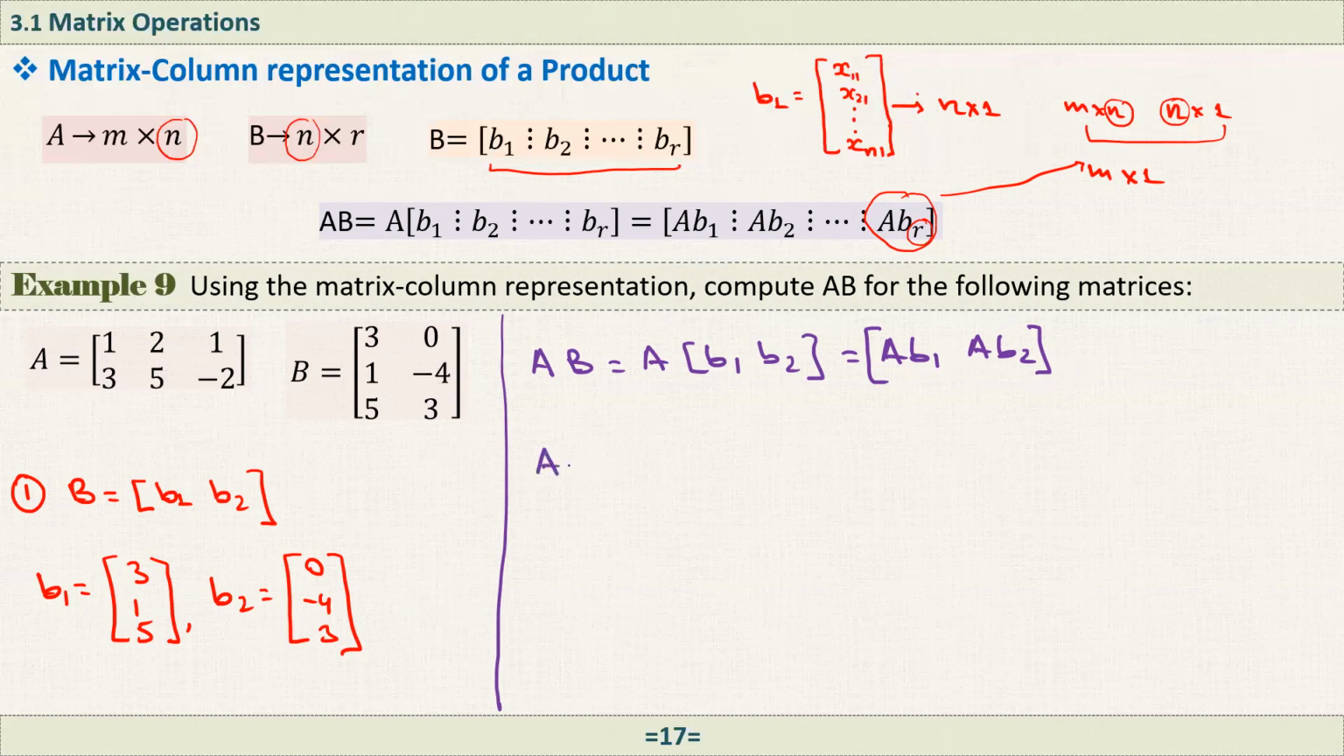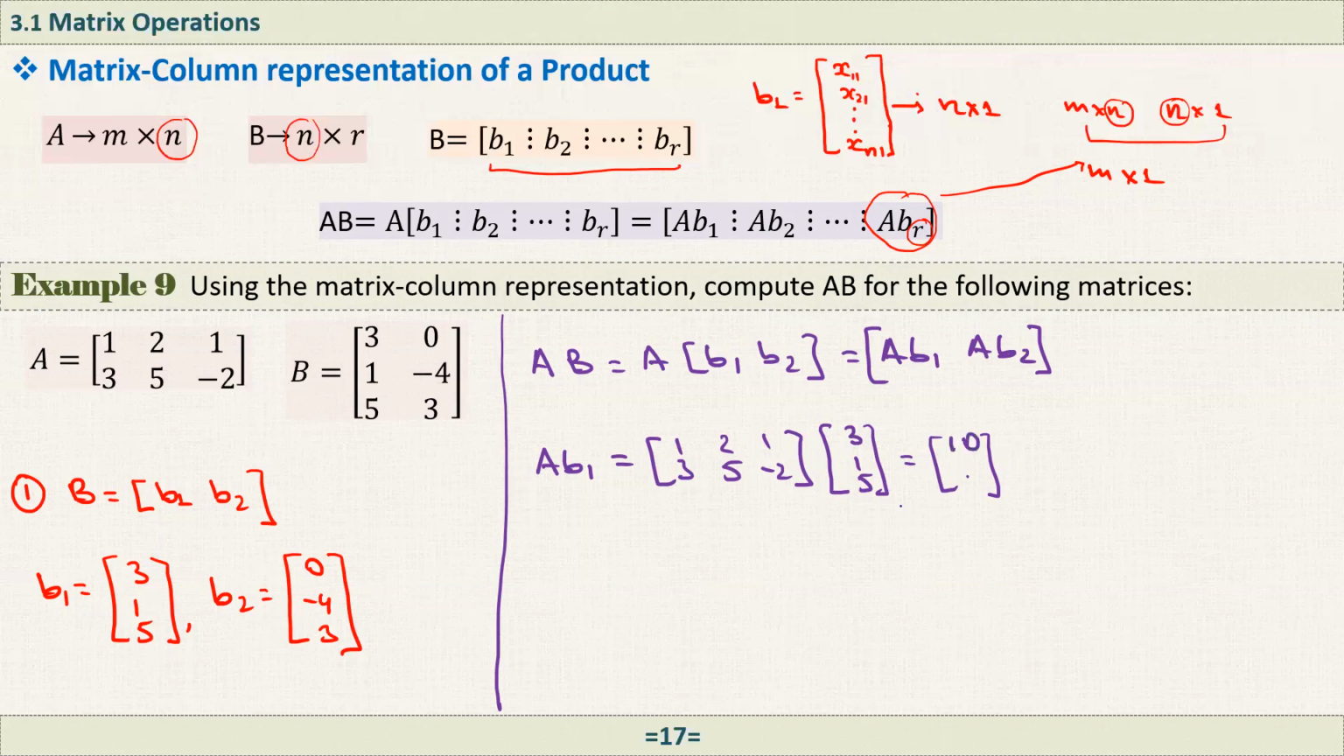Here we have A B1. Matrix A is 1, 3, 2, 5, and 1, -2, and the column matrix B1 is 3, 1, 5. We know how to multiply this. This one is 2 by 3 and 3 by 1, so the answer will be 2 by 1. Multiplying the first row by the first column: 1 times 3 is 3, plus 2 times 1 is 2, that is 5, plus 1 times 5 is 5, so it is equal to 10.